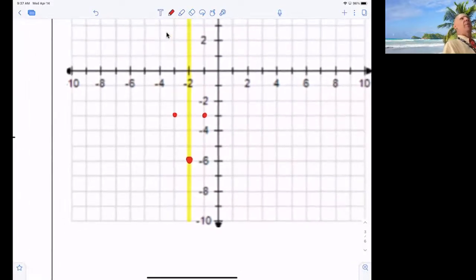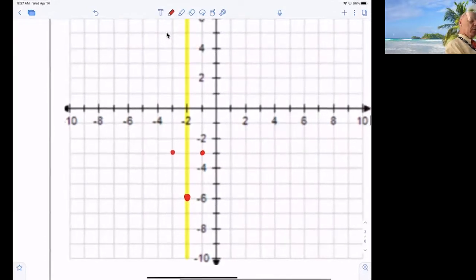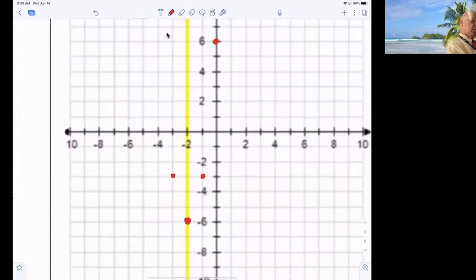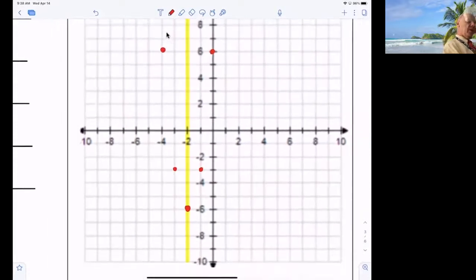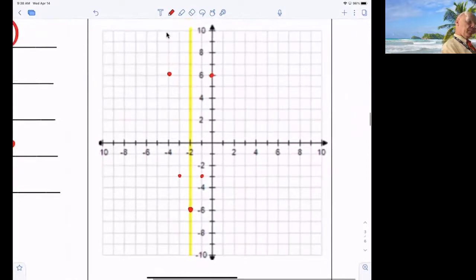Normally it would be up how many? 4. But now it's going over 2 and up what? Now, hopefully you understand why they call it a stretch. Because instead of going up 4, you're going up what? 12. So now we go over 2 and count up 12. Now, hopefully you can see how much skinnier this graph is. That's why they call it a stretch.